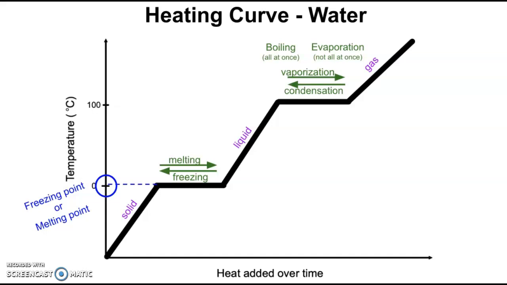Going backwards from gas to liquid, we call that process condensation. Again, this temperature is very special. The temperature at which liquid is turning to gas or gas to liquid is called the boiling point or the point of condensation. For water, that happens at 100 degrees Celsius.